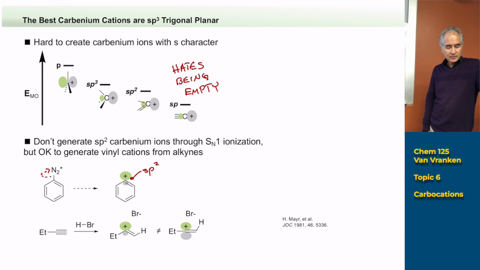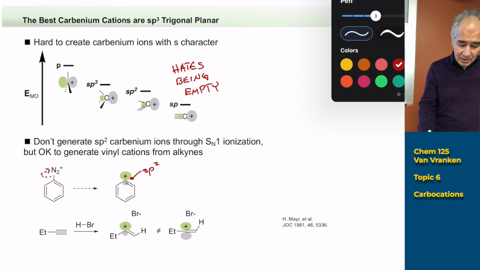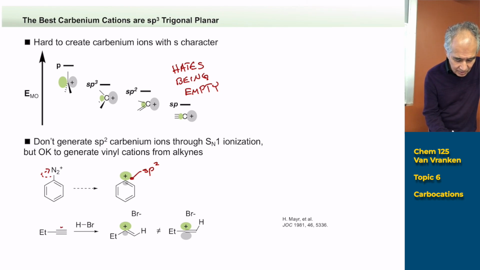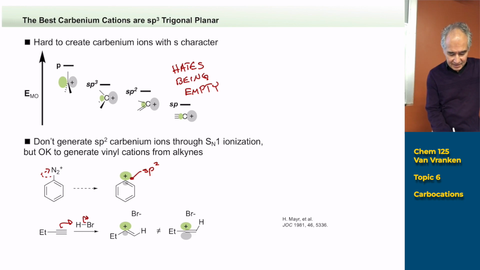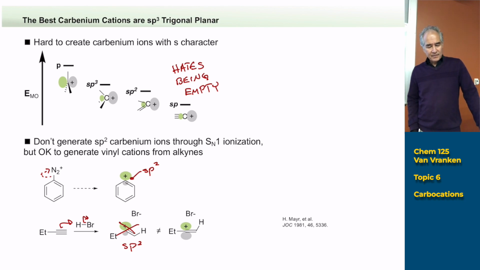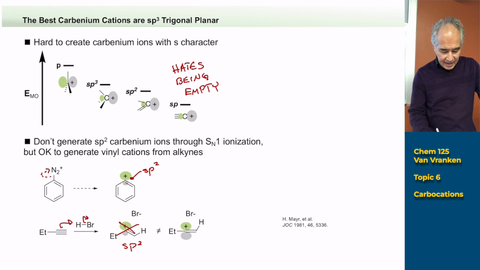Now, is it impossible to make something like an alkenyl anion or a cation? No, it's not. We do this all the time. So when you take alkynes and you protonate them, there is no problem protonating alkynes. But when you protonate an alkyne to make a carbenium ion, it is not bent like this thing here. It doesn't look like this, because that would be crazy. The shape of that carbenium ion is linear, like this.